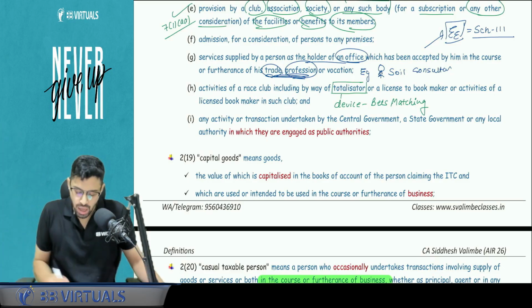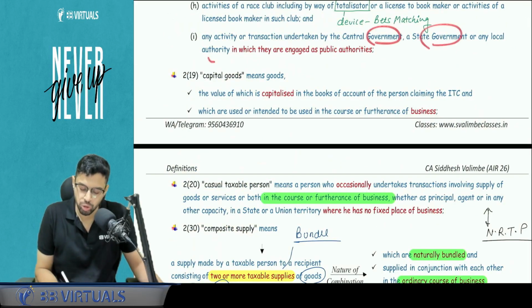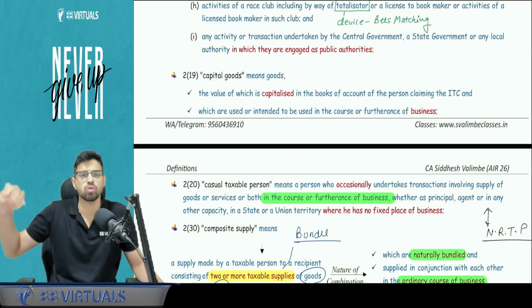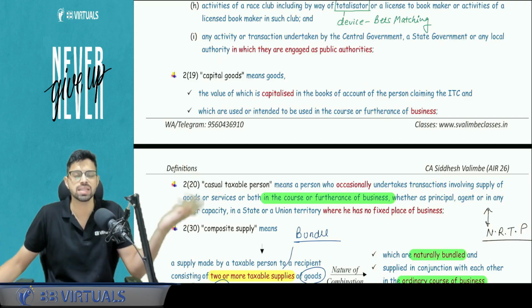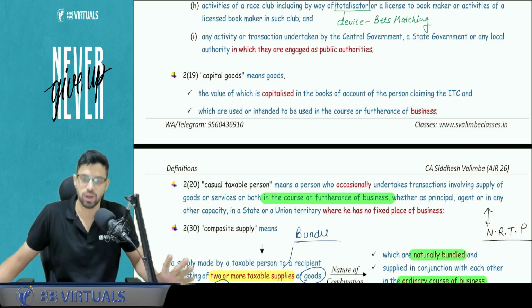Apart from that, any activity undertaken by the Central Government, State Government or local authority in which they are engaged as public authorities. So transportation services, railway services, those services where they are engaged as a public authority, not sovereign functions, are also part of business.